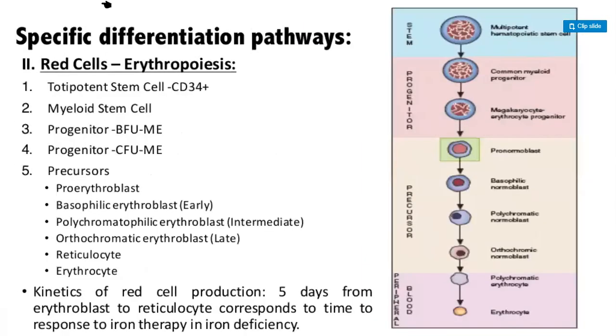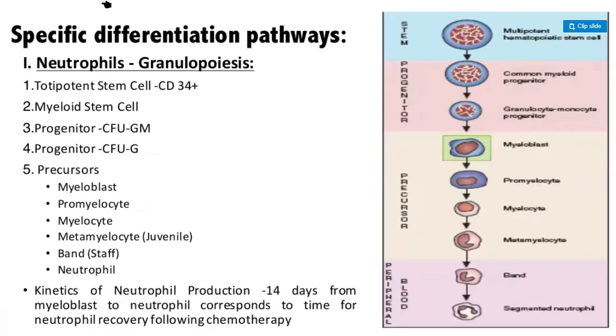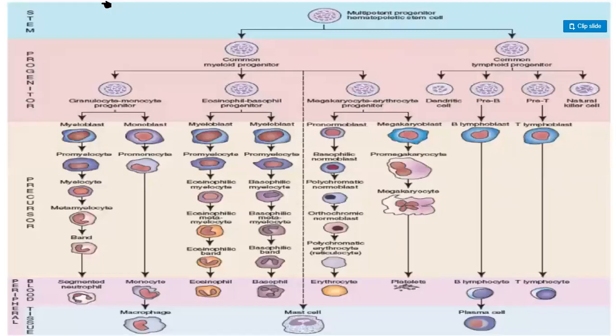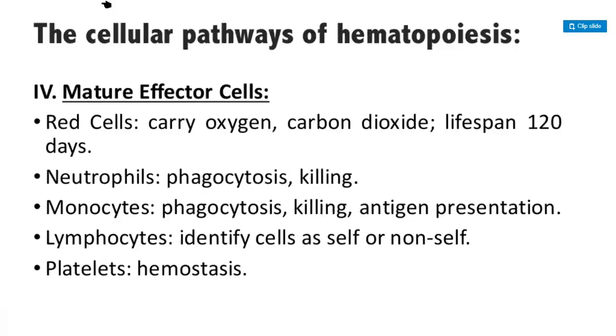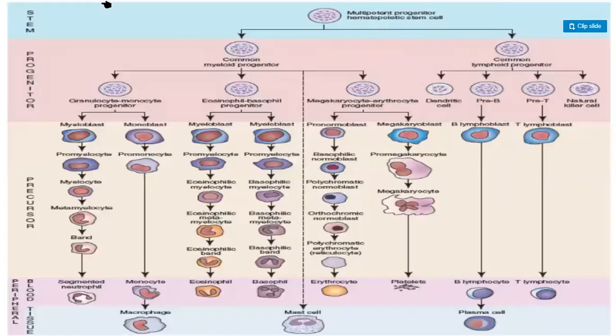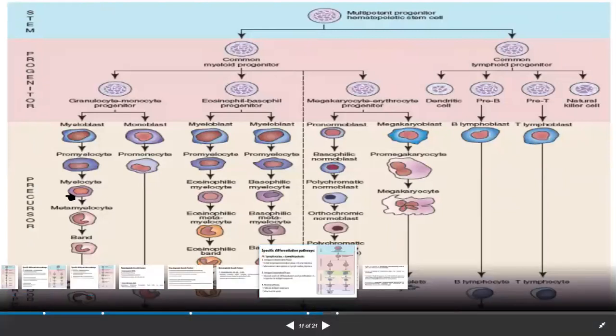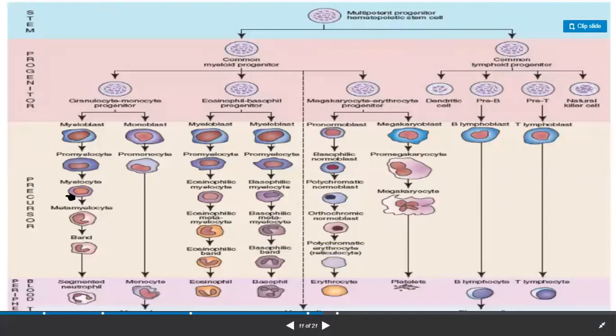You would do well to watch this lecture again, this video again, to try to remember everything and study it very well, because there's a lot of information here, but if you can just remember this diagram and understand the diagram, then it will be easy for you to remember stem cells, progenitor cells, precursor cells, and then effector cells. And then you just pick each cell and see how they are produced.